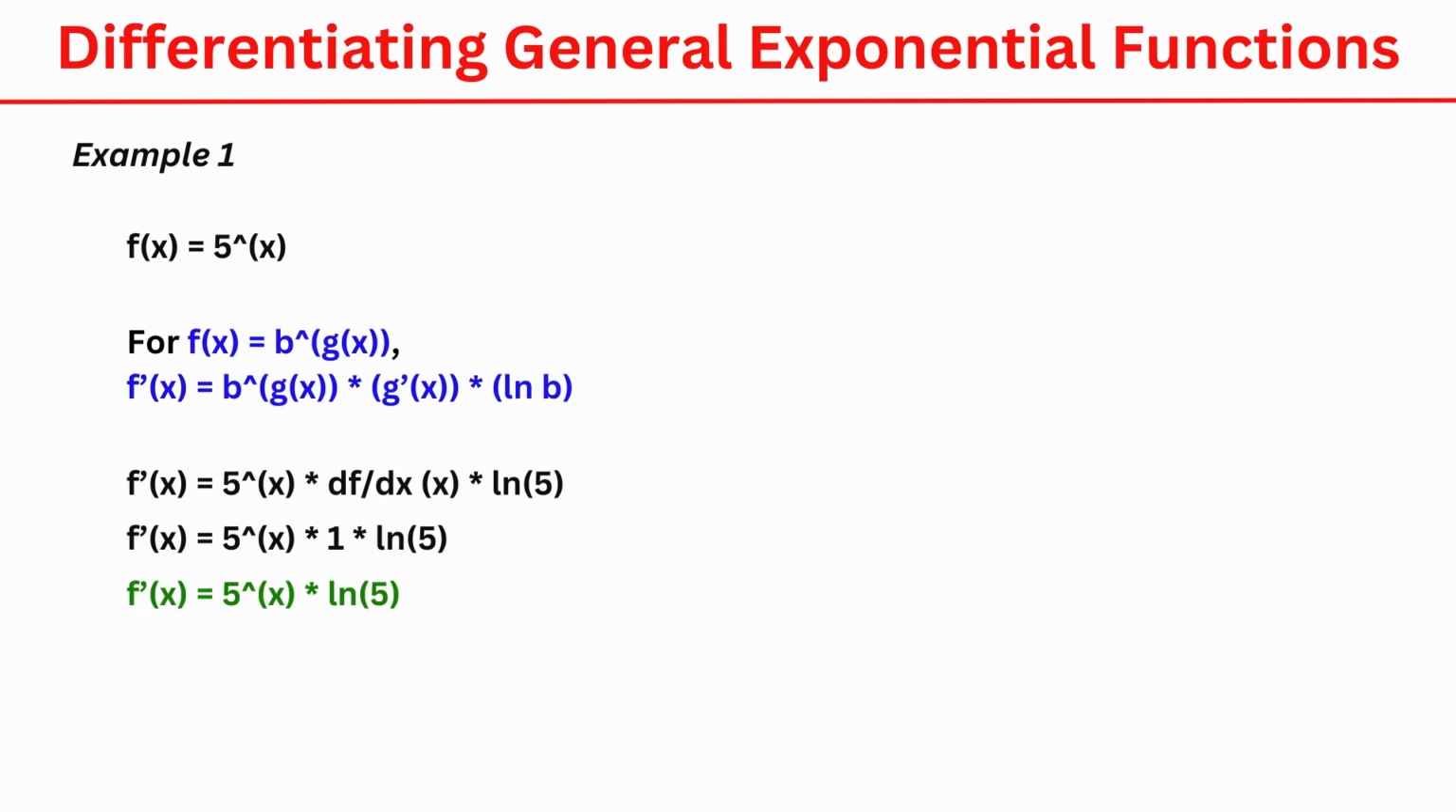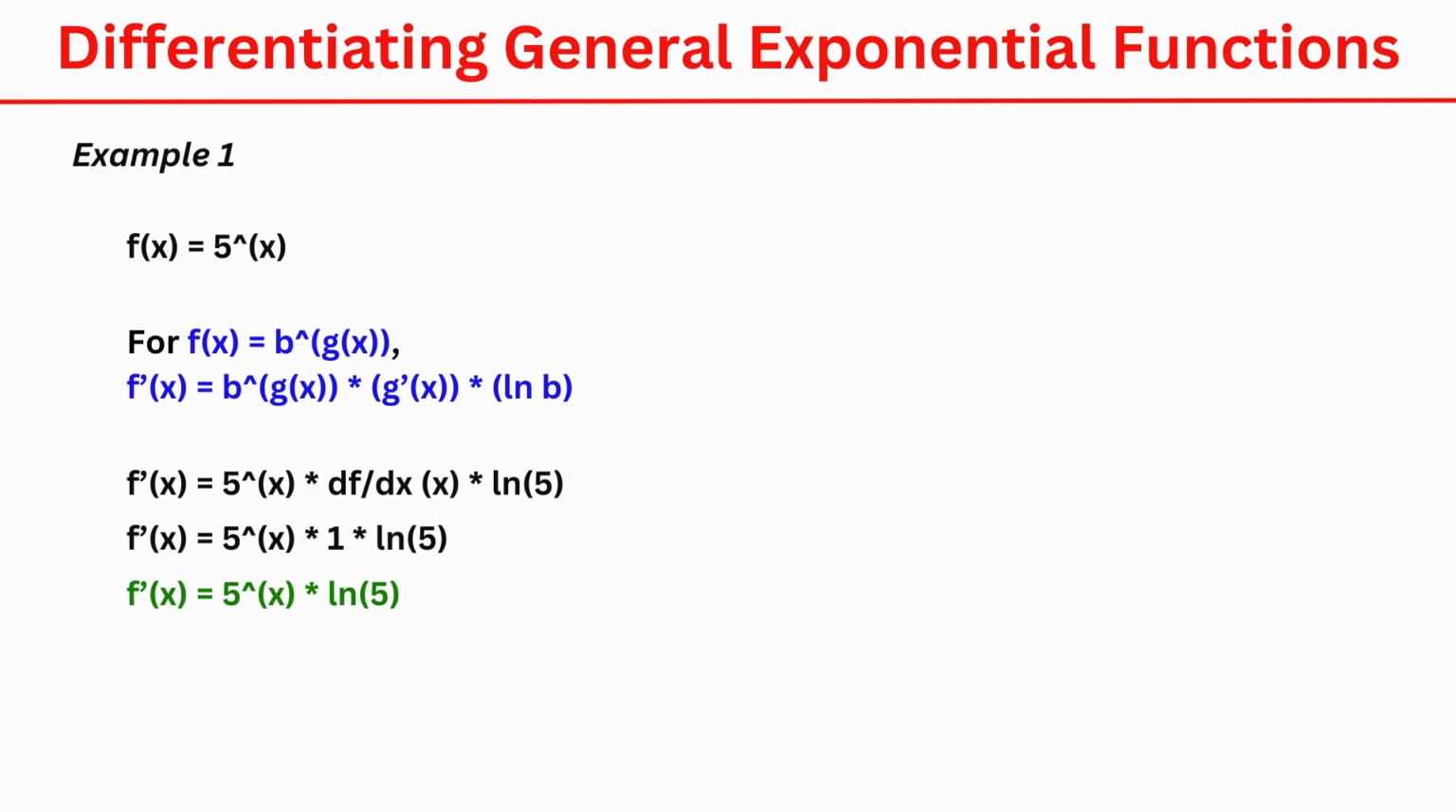Now that we are familiarized with the exponential function and how to find its derivative, we can move on to the general exponential function. Finding the derivative of the general exponential function is not so different from finding the derivative of the exponential function. Consider the following example. We are given the problem f(x) equals 5 to the power of x. The derivative for a general exponential function, f(x) equals b to the power of x, is f prime x equals b to the power of g(x) times g prime x times ln b.